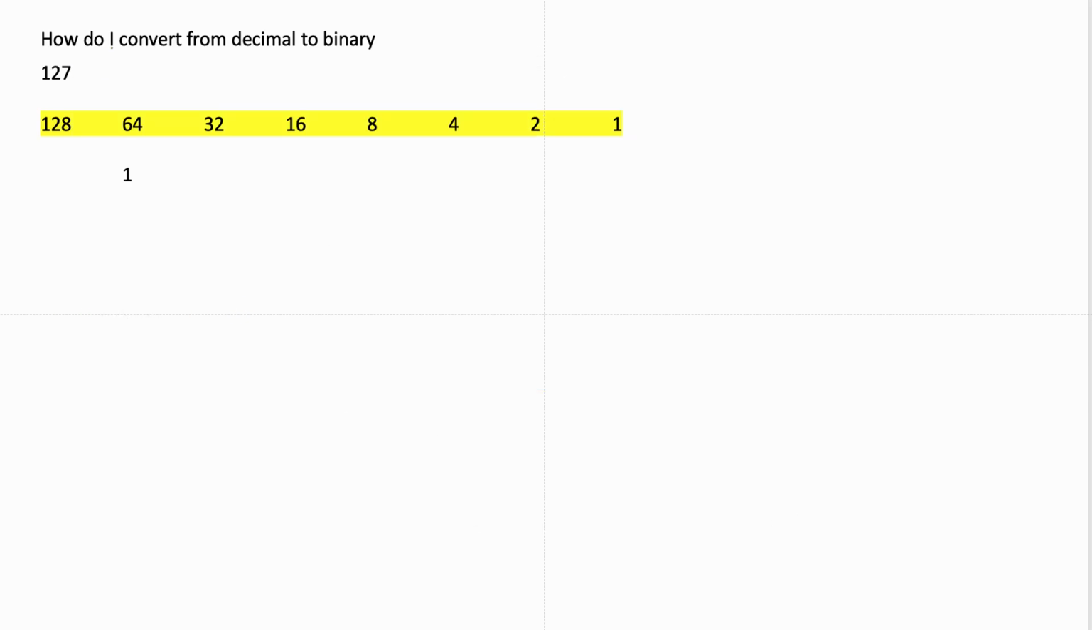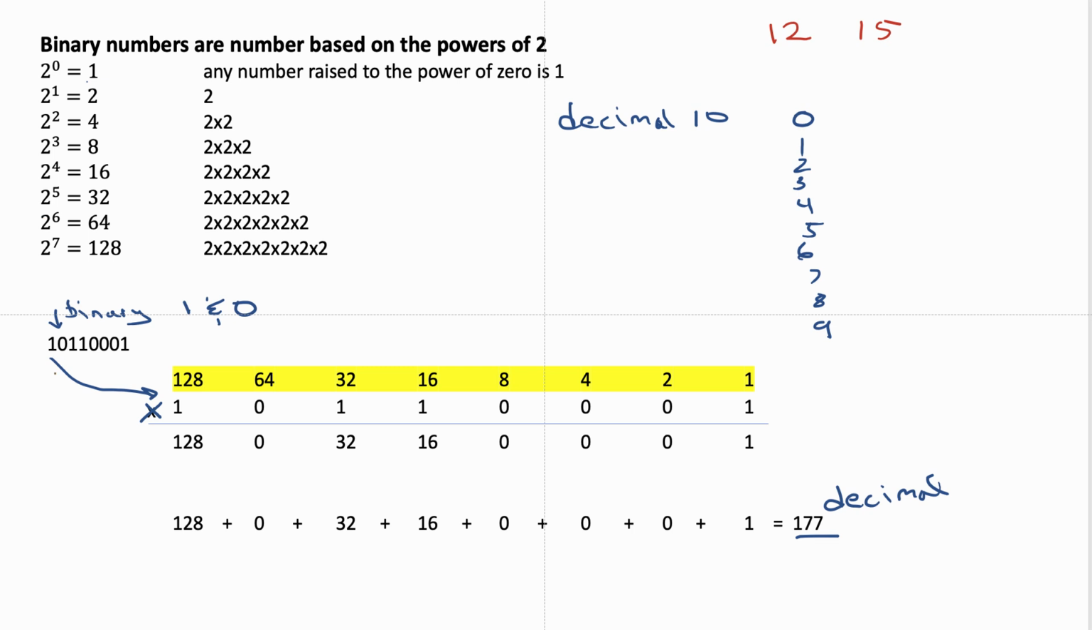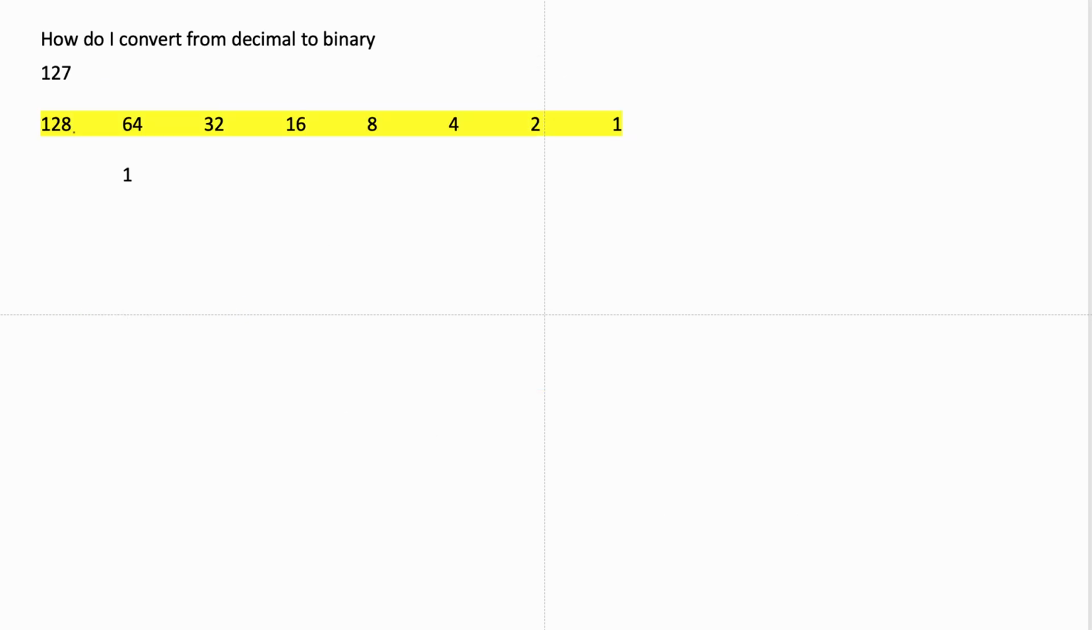Okay, so how do we convert a decimal to a binary? This was converting a binary to a decimal. Now we want to go the other way. So let's say we have 127.